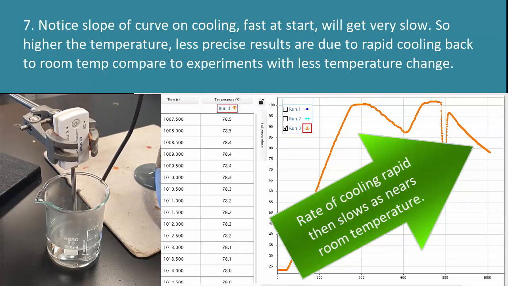precision. Okay, so as you can see, it's not that easy. Boiling water, there's quite a lot going on there. So it's not that easy to understand.